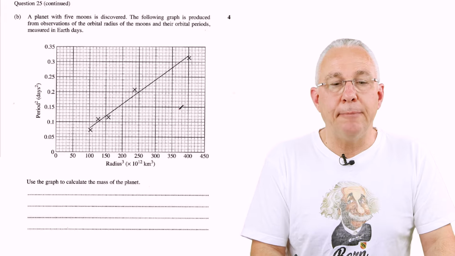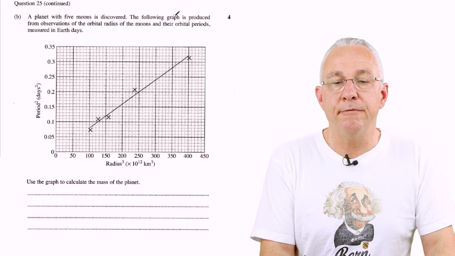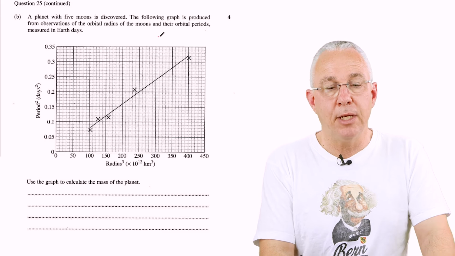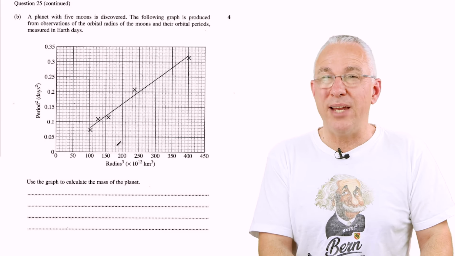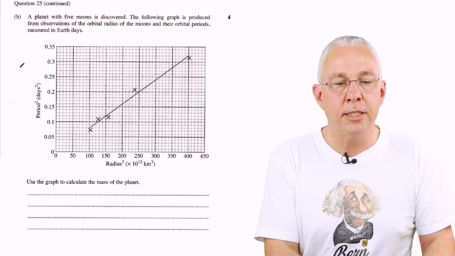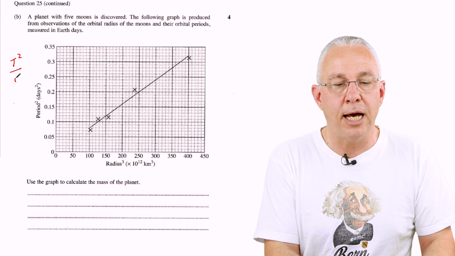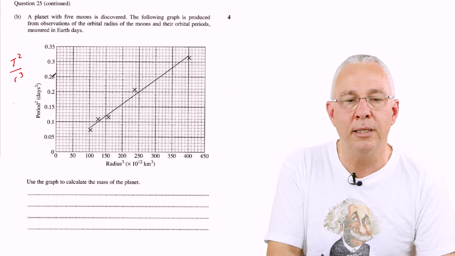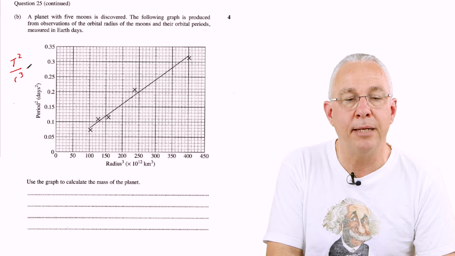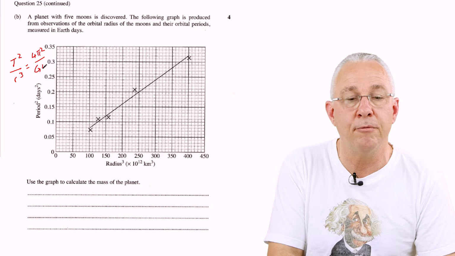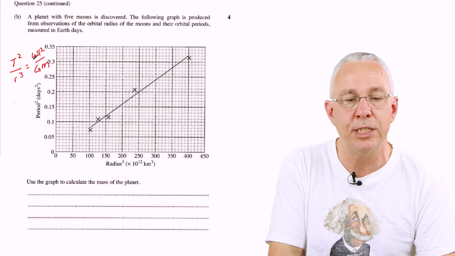Question 25, part B. A planet with 5 moons is discovered, and the following graph is produced from the observations of the orbital radius of the moons and their orbit periods, measured in Earth days. It says calculate the mass of the planet, and we have to use the graph. Well, the good thing here is that if you look at the slope, in essence it is T squared over r cubed. So in other words, if we determine the slope, we can determine the mass of the planet, because if T squared over r cubed is asked for, we know that is 4 pi squared over GM. Of course, this is just inverted from our Kepler's third law situation.